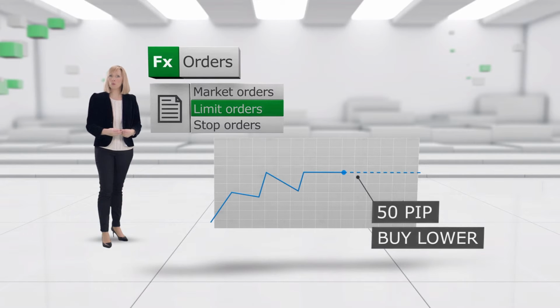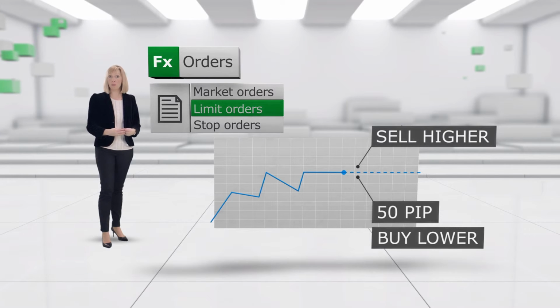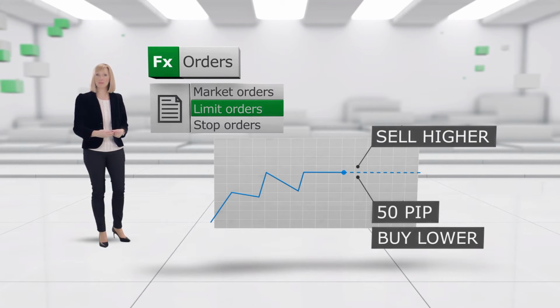Limit orders can also be used to take profit. To lock in a future potential profit for a long position, you would place a limit order to sell higher than where the market is currently trading.